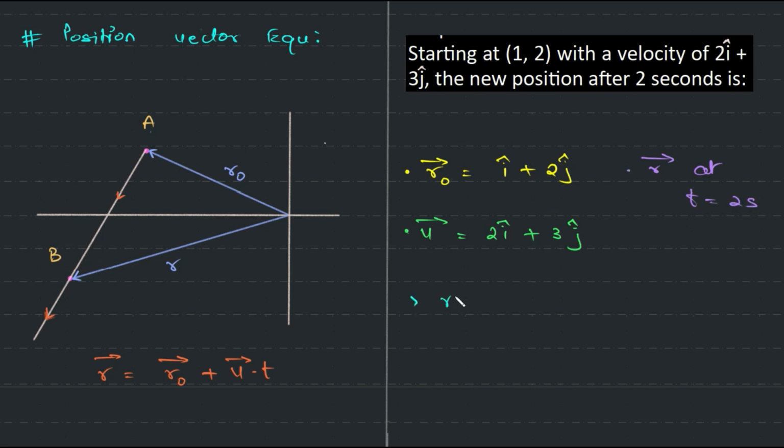So it's quite simple. r is given by r naught plus v times t. So this is i cap plus 2 j cap plus (2 i cap plus 3 j cap) into 2. If you think about it, it's very commonsensical. I'll do the math directly. 1 plus 4, that is 5 i cap. 2 plus 6, that is 8 j cap. And that would be it, right? So 5 and 8. Perfect.